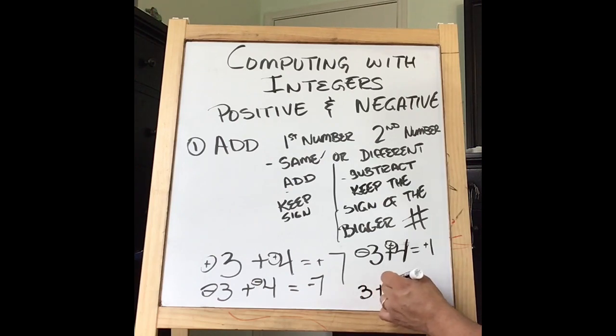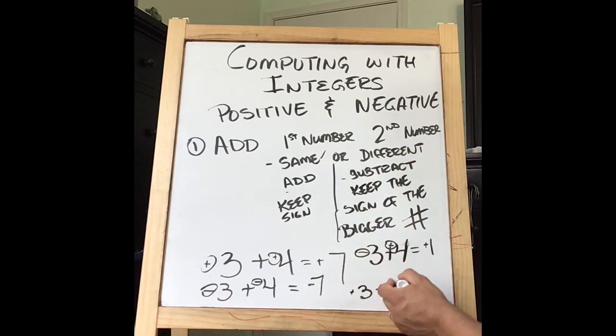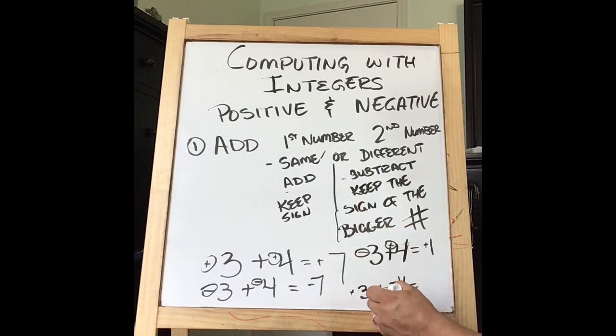3 plus negative 4. Well, again, they are different because that's a positive, that's a negative. So we're going to subtract. 4 minus 3 is 1. And we're going to keep the sign of the bigger number. The bigger number was a 4, so it's a negative. So my answer is negative 1.